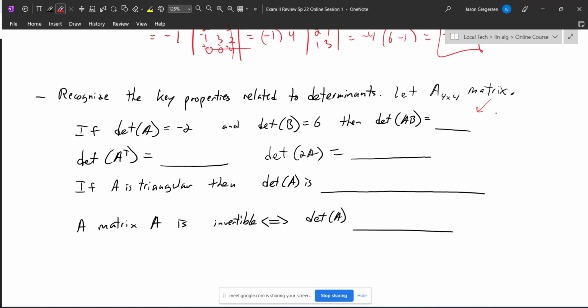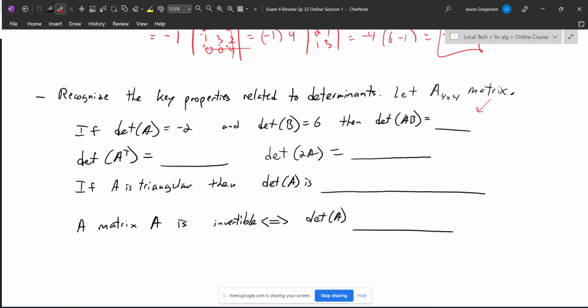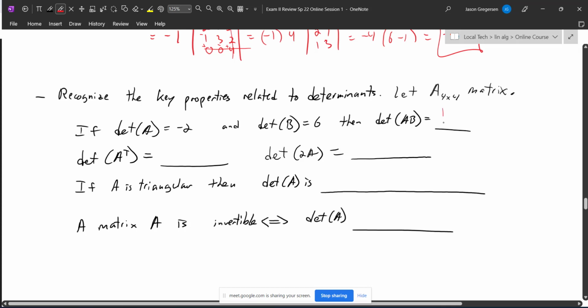The determinant of A is negative 2, and the determinant of B is 6. What's the determinant of A times B? All right, perfect. Couple of responses. So we have a property that says the determinant of the product is the product of the determinants. In other words, this is equal to the determinant of A times the determinant of B. So this is equal to negative 12.